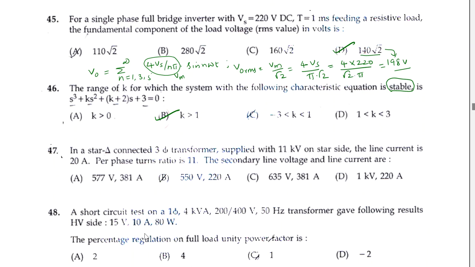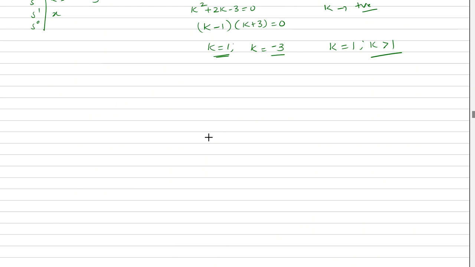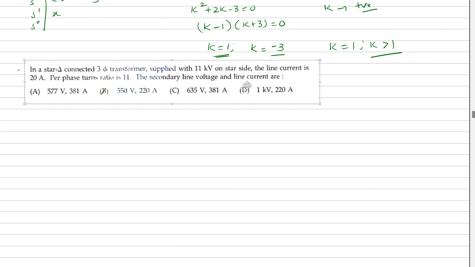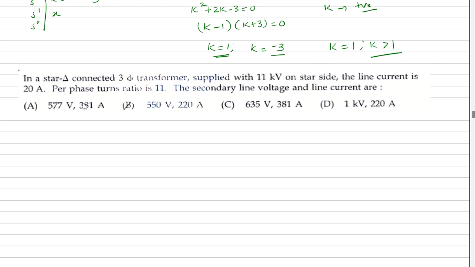In a star connected, let me take this question also on the next page so that I can explain there. I'll paste it here. See here, this is the question that is asked. Here, in a star delta connected three-phase transformer, the supplied voltage is... Let me take the star connection first of all. So here we have a star connection like this, and next we have a delta connection like this.